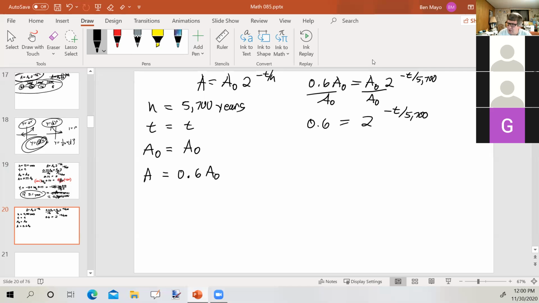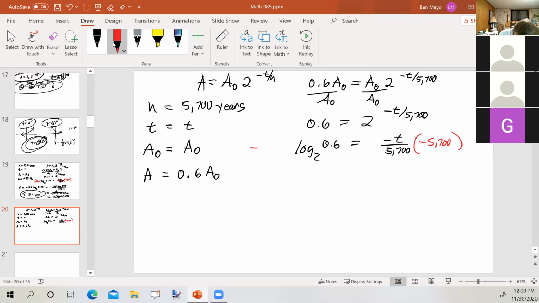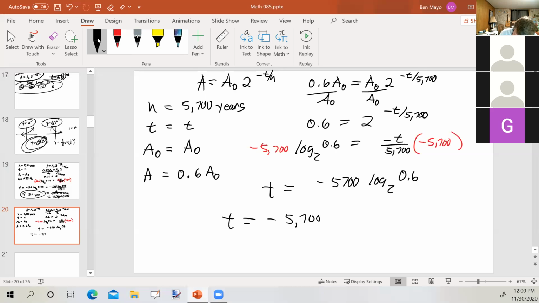The next step is to change it into a logarithmic equation. Log base 2 of 0.6 equals negative T over 5,700. The next step, we're going to multiply both sides by negative 5,700. That's going to give us T equals negative 5,700 log base 2 of 0.6. Using the change of base formula, T equals negative 5,700 log 0.6 over log of 2.